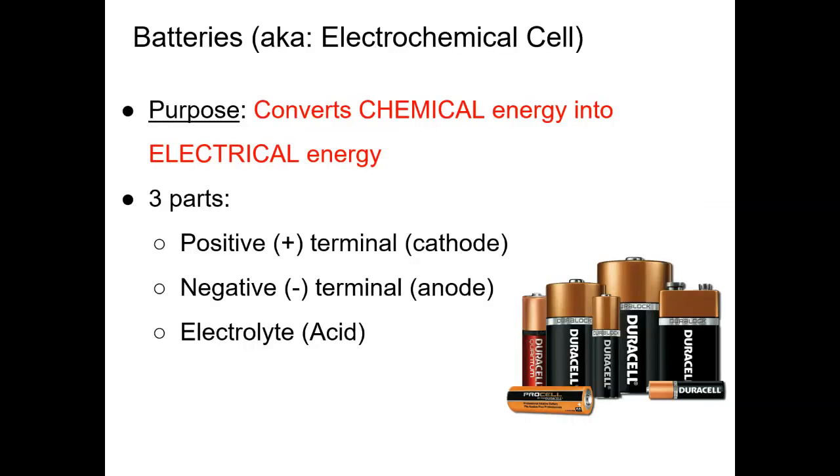The basics of every battery are that they convert chemical energy into electrical energy. There are 3 parts to all batteries: the positive and negative, which are cathode and anode, and there is also an acid that helps to dissociate electrons between 2 metals. The 2 metals in the battery are the positive and negative terminals.